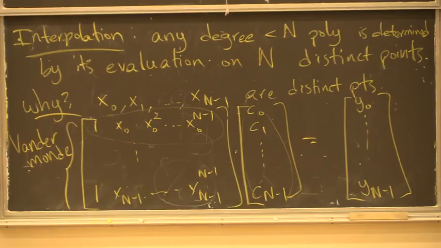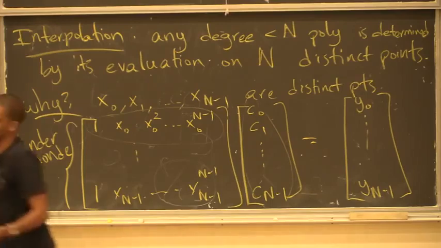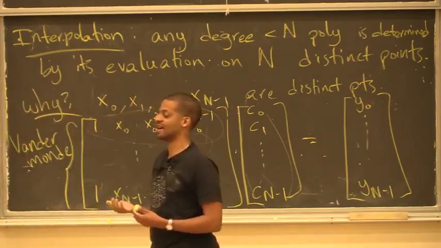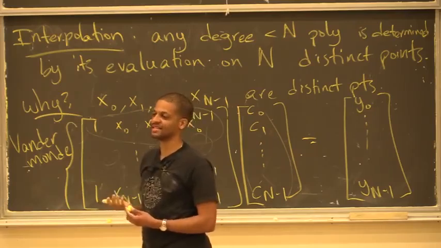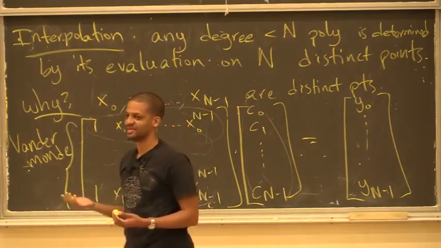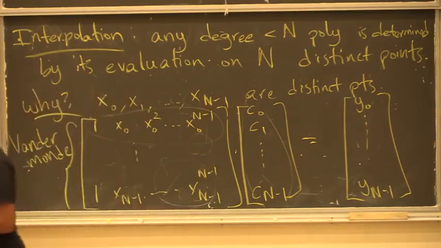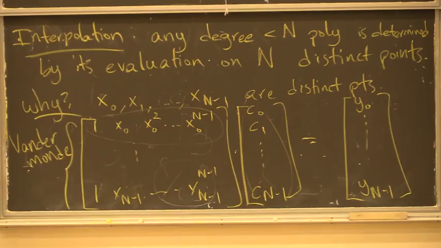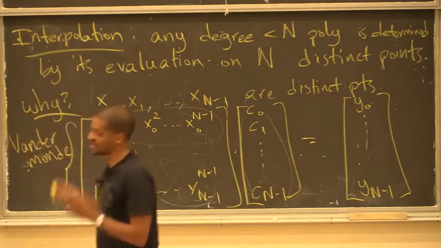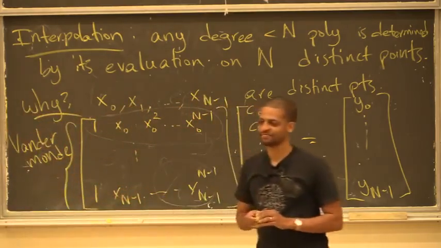In general, I can invert a matrix using Gaussian elimination. That takes cubic time. So now I'm spending n cubed time to do the interpolation method. So it's even worse than algorithm 1. Okay. So this all sounds like a terrible idea. And this is where the fast Fourier transform comes in.